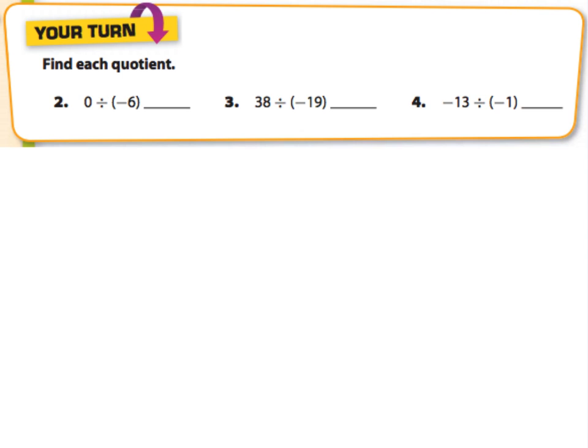So when I have any 0 divided by anything, so if I'm taking 0 and dividing it into groups of -6, well, I have no pieces to divide out. So that means that my answer has to be 0. You know 0 divided by anything is 0 based on our properties. Now here, I have 38 divided by a -19. So what that means is I'm taking 38 pieces and I'm putting them into 19 different groups.